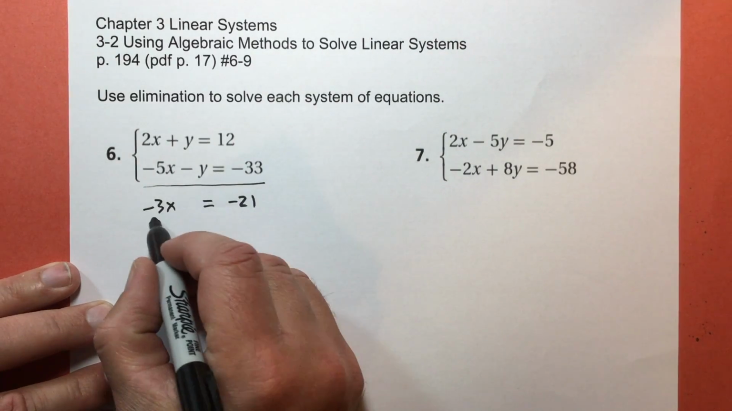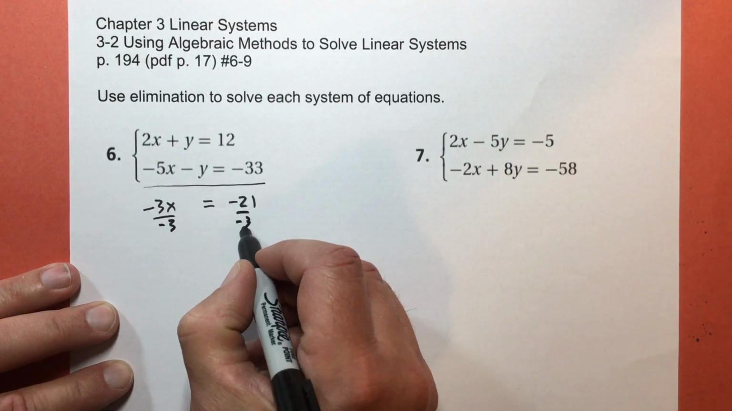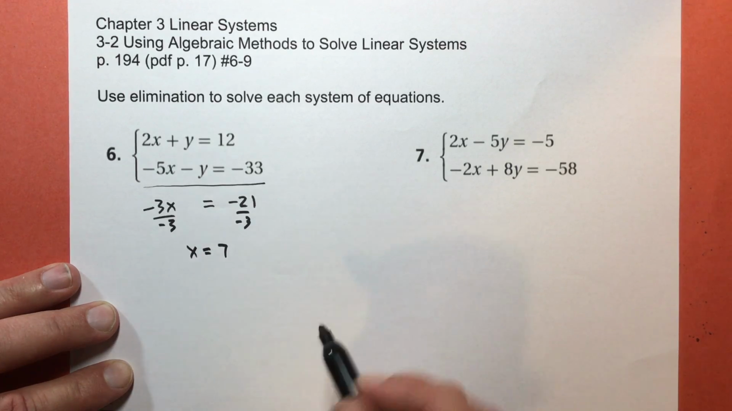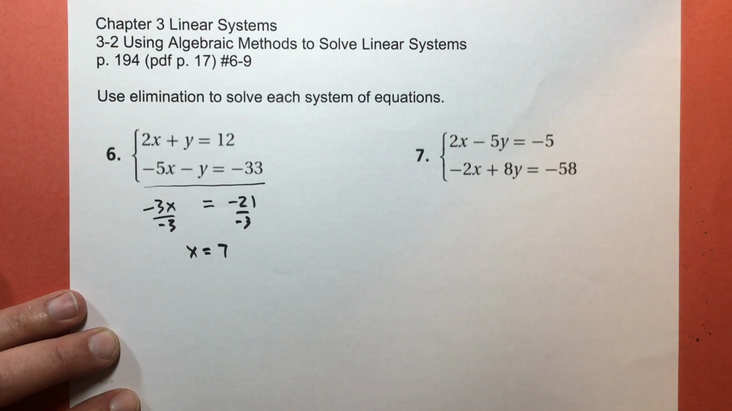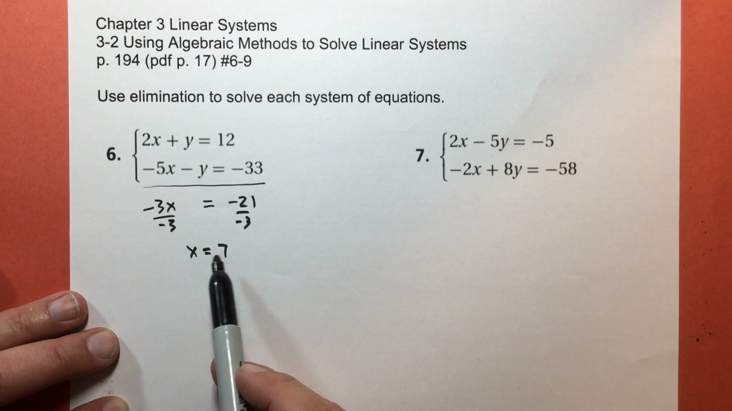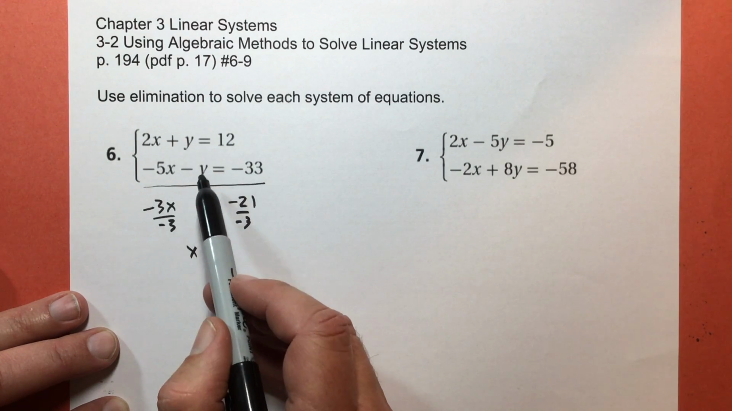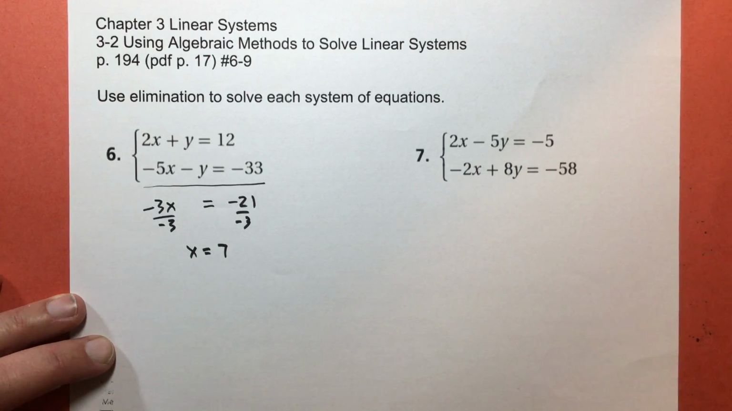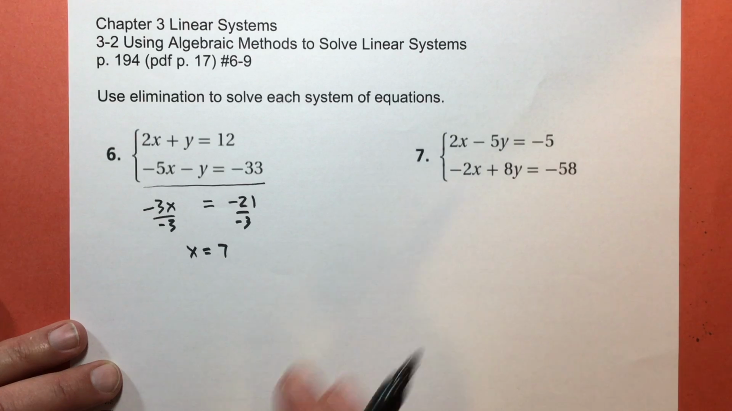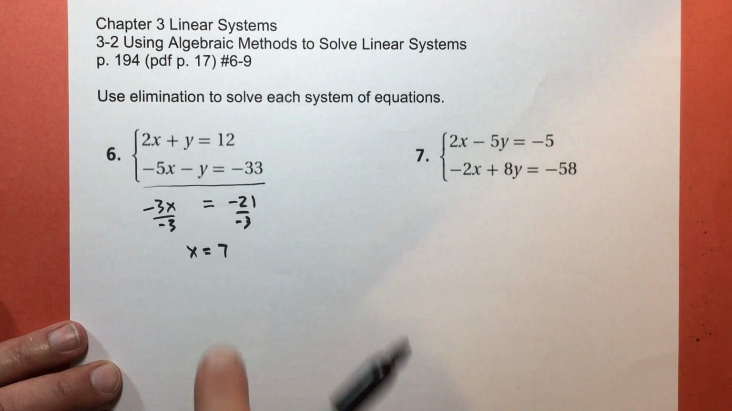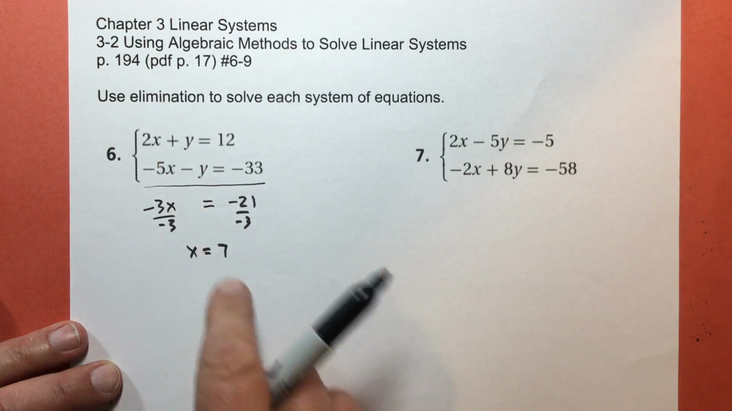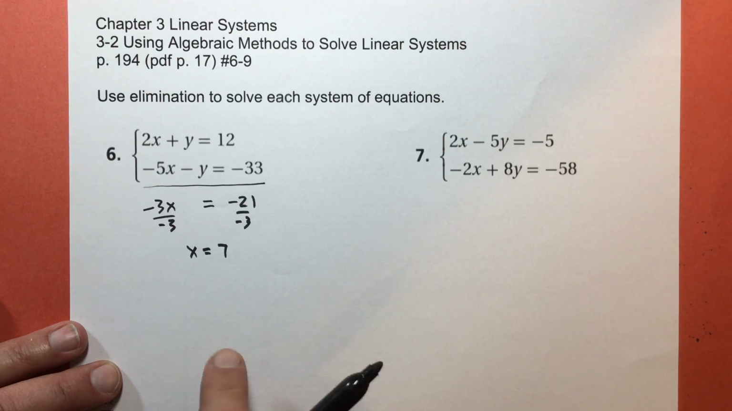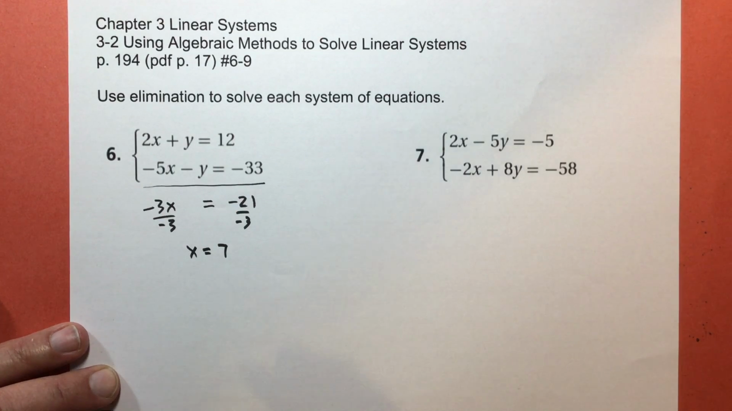All right. I'm going to divide both sides by negative 3, and I get x equals positive 7. So there's my first solution. Now, in the previous video, I talked about doing your check. You can check this by substituting 7 into both of these, and if you get the same y value, that means you did it okay. So that's one nice thing about elimination: by substituting into both equations, if you get the same answer for the other variable, in this case the y, then you know you did it right.